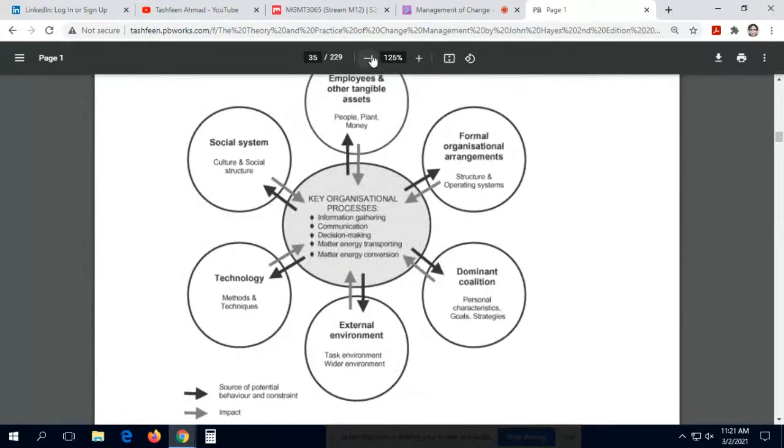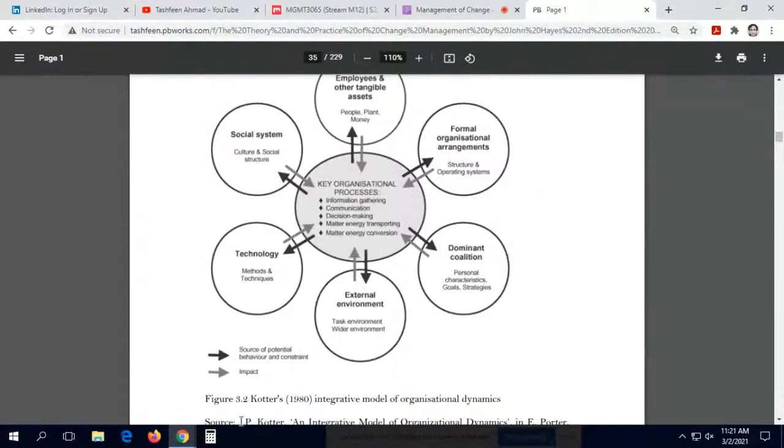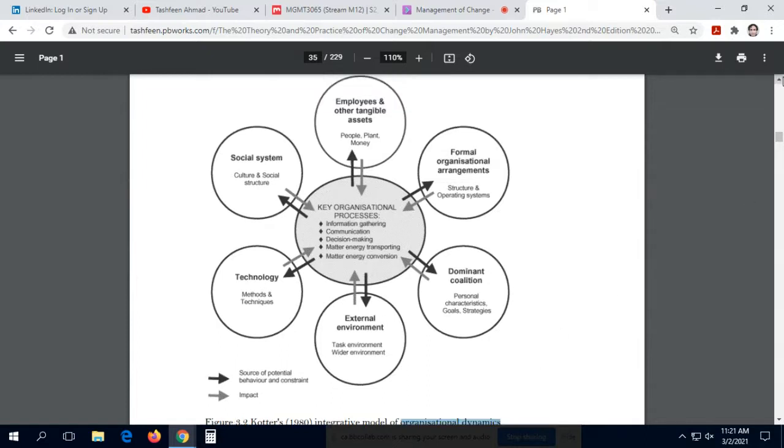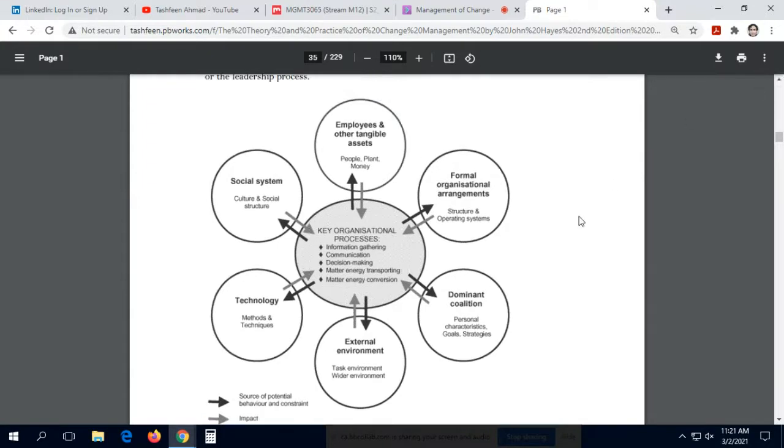Look at this picture. This is a very beautiful and very useful picture. Figure 3.2, Kotter's integrative model of organizational dynamics. Integrative, as you would know, means linked, interlinked, connected, whatever you want to call it, in organizational dynamics. Why are they calling it dynamics? Because things keep on changing. You have to be mindful. You make a change in one, and it would have impact on others. So for that, you can now reflect on this.